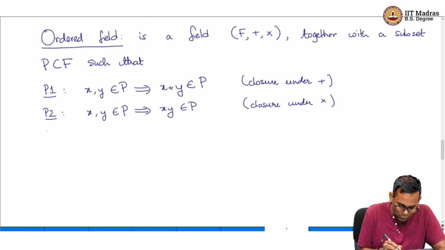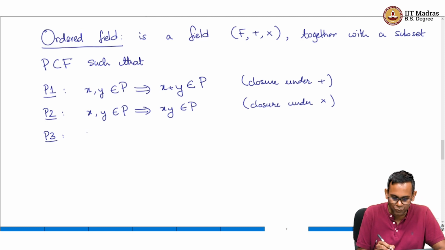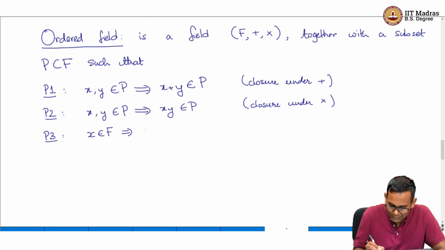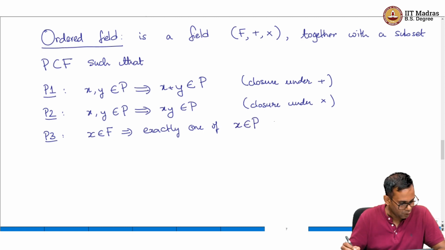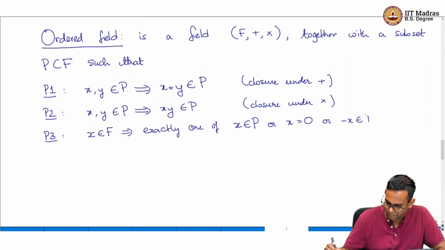The third one is perhaps not so obvious, but of course, when you think about it, it is perfectly clear that this is true for our usual notion of positive rational numbers. It is what is called the trichotomy axiom. So, it says that if x is any element of the field F, then exactly one of the following happens: either x belongs to P or x is equal to 0 or minus x belongs to P.